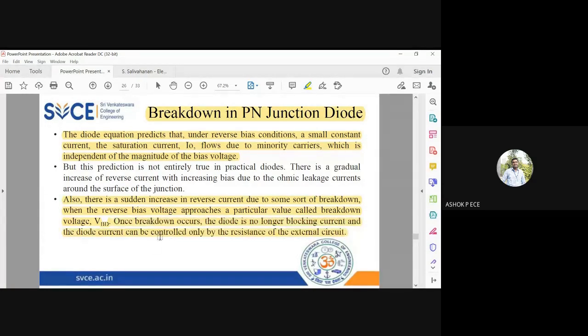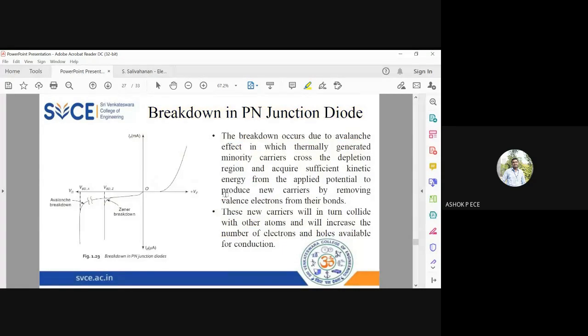And how can you control the current? Only by adding a resistance in the external circuit. Okay, only by adding resistance in the external circuit. So see here, in forward bias, after the cut-in voltage, the current starts increasing exponentially.